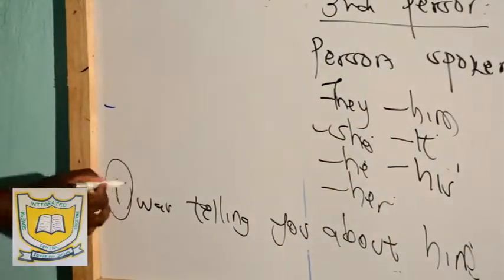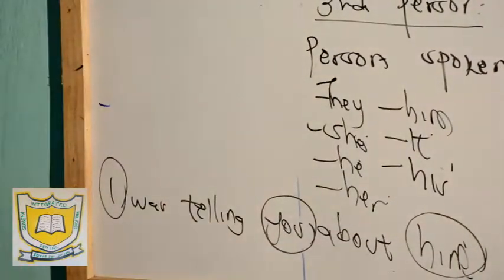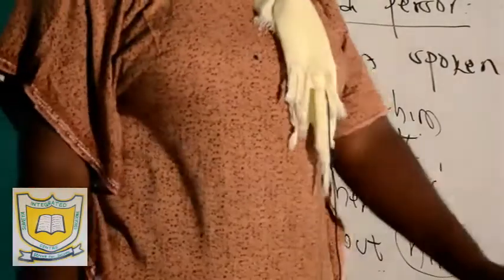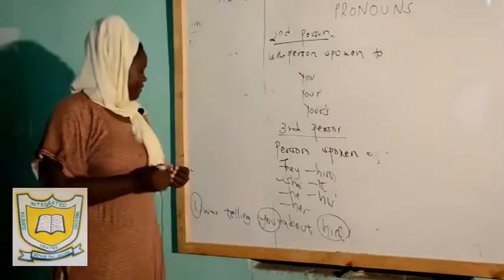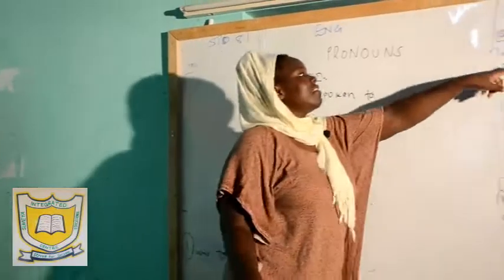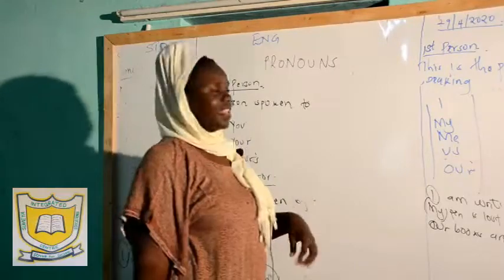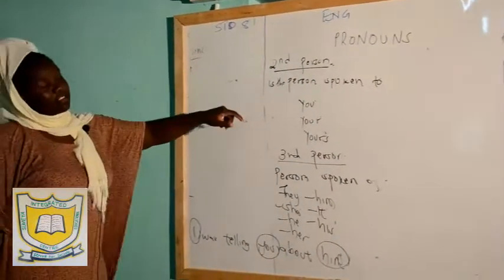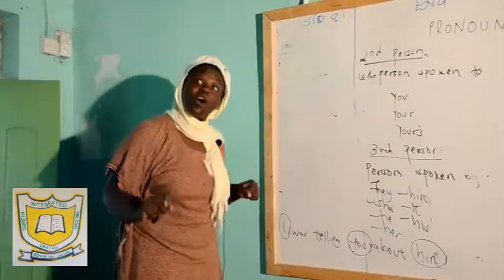Now, you have I, you, and him in the same sentence. I is first person, you is second person, him is third person. When you come to the first person, this is the person speaking, the way I am speaking right now, talking about yourself. Second person, this is the person you spoke to. Third person, this is the person you spoke of.